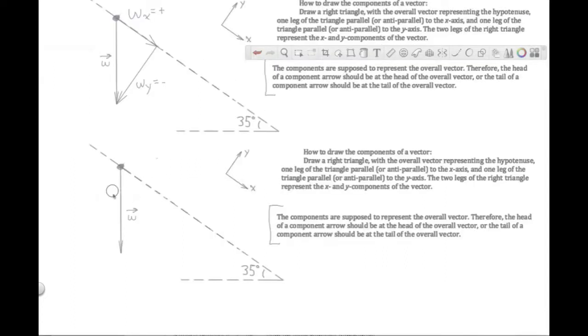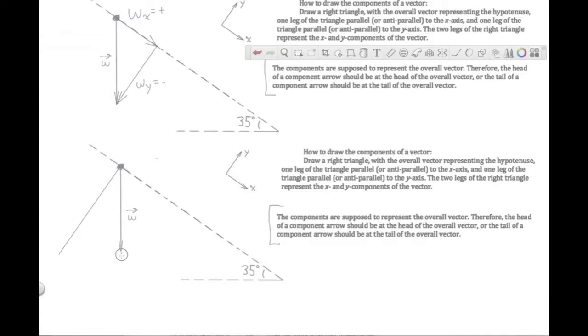So here's a fresh diagram, and as I said, for practice, let's draw the alternative way to come up with the correct right triangle. Well, now through the tail of the overall vector, I'm going to draw a line that's parallel to the y-axis. Through this point, I'll draw a line parallel to the y-axis. So here's a line through the tail of the overall vector, which is parallel to the y-axis.